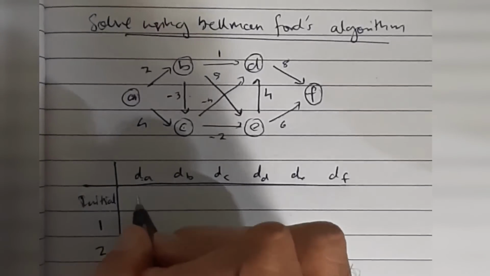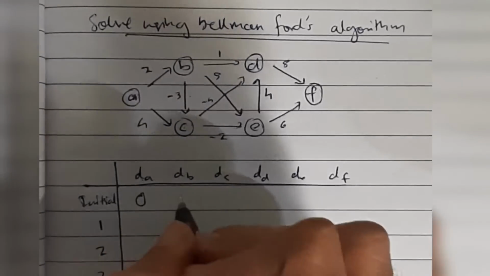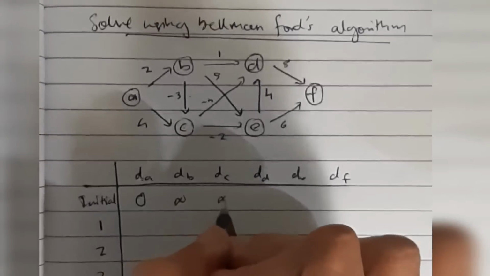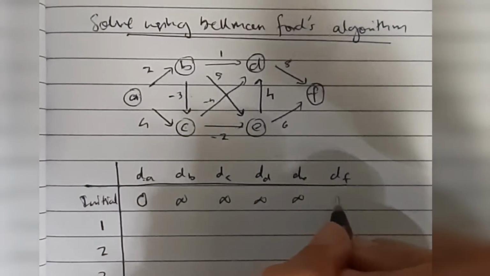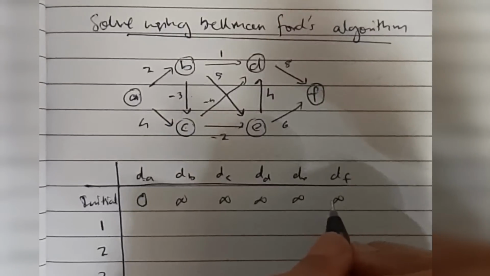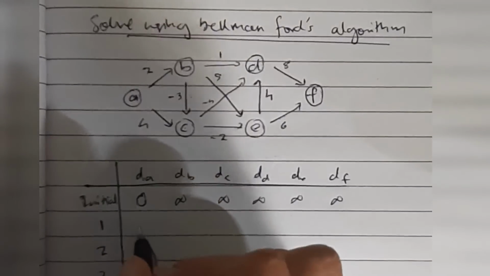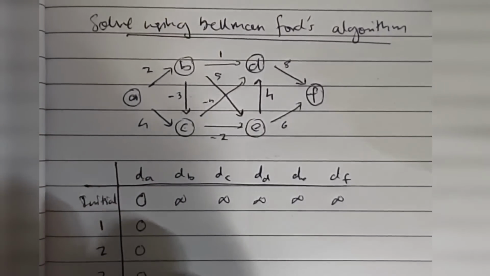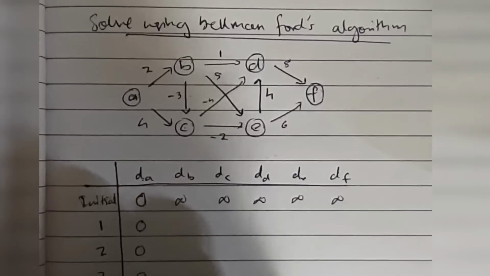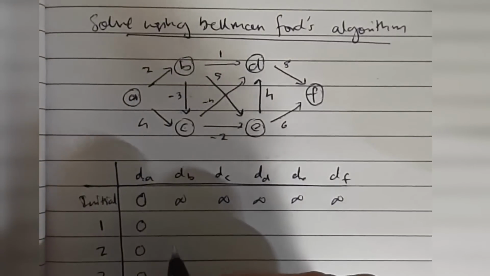Initially I will initialize the source vertex as 0 and all the other vertices as infinity, right here, for each of the other vertices infinity. Then after that you have to do the trails. How to do the trails? Here also the source vertex distance will be 0 from itself, so here it will be 0 throughout. You have to start from here.